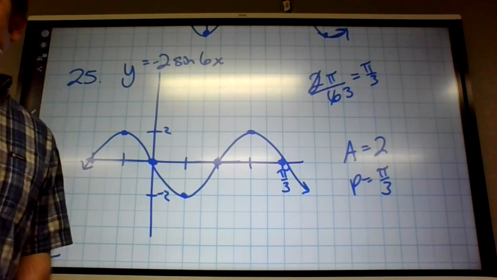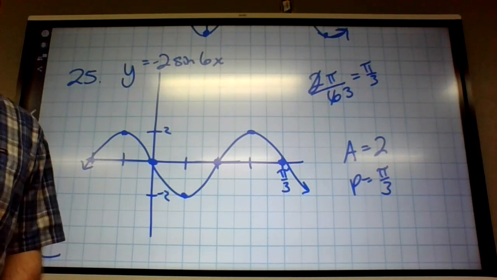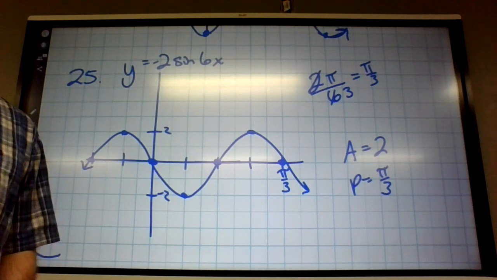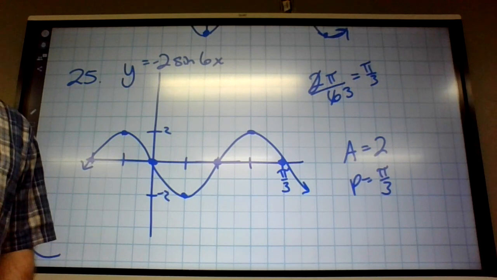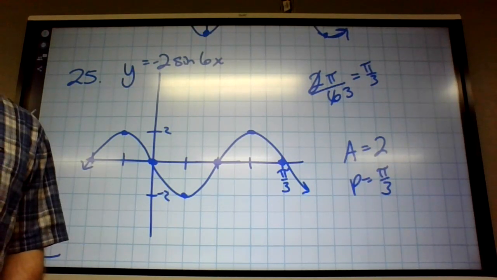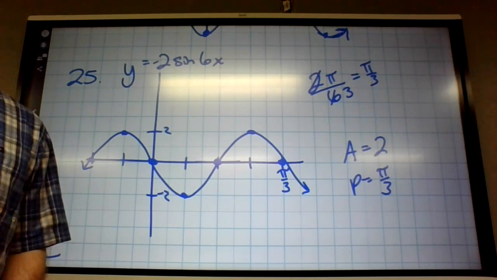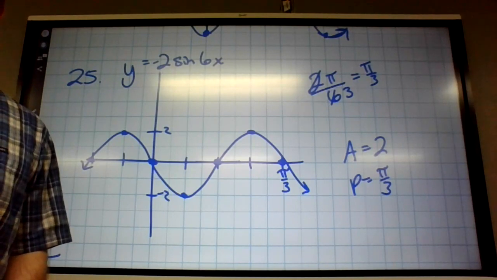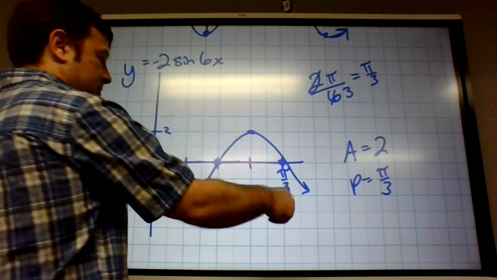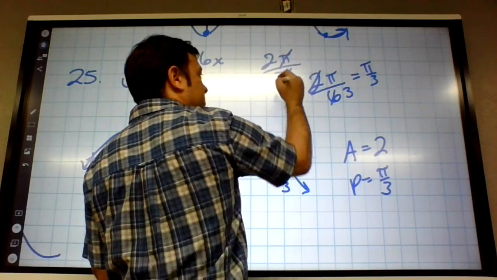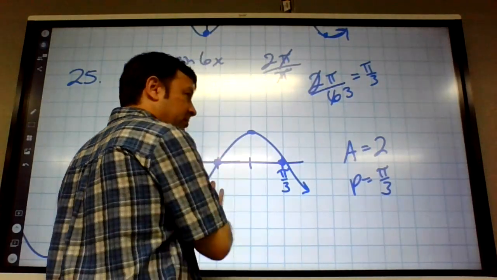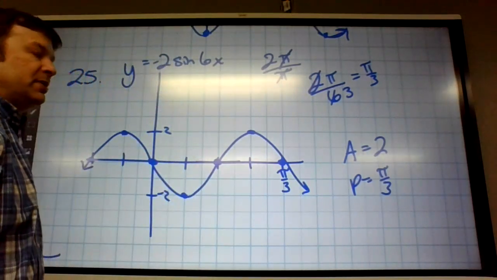Oh, 26. They put a pi in front of the x. So what's the period going to be? 2 pi divided by pi is 2. Remember we just divide, right? So 2 pi divided by that pi that they put in there is just 2. So your period will be like a normal number, just a 2.